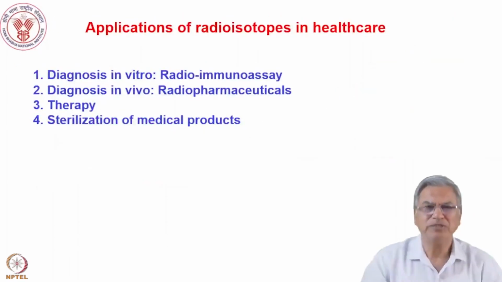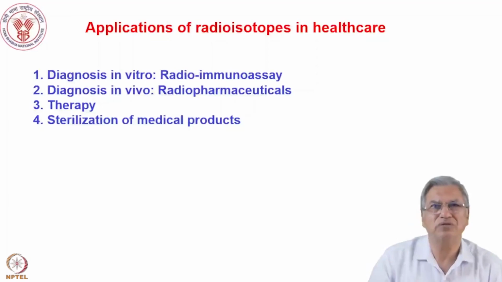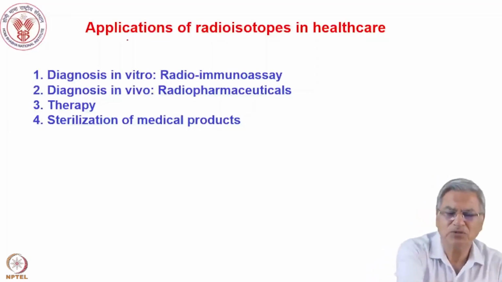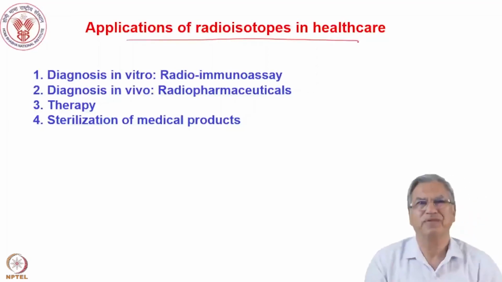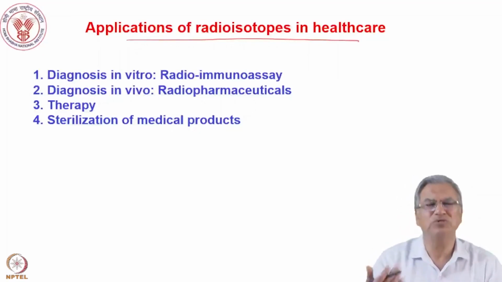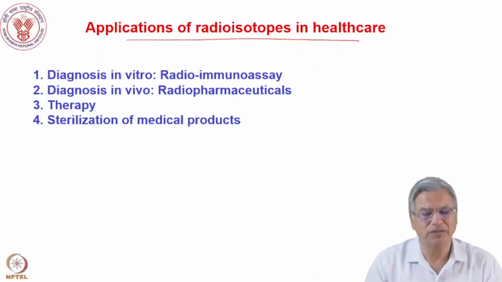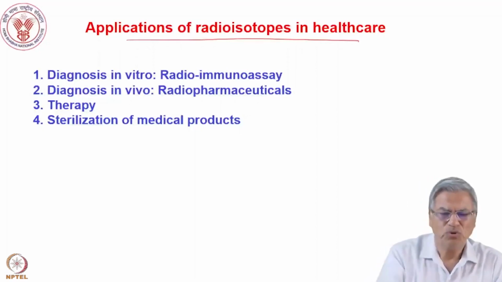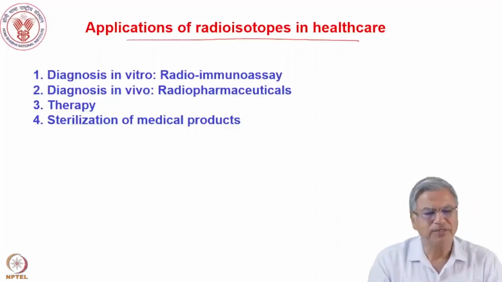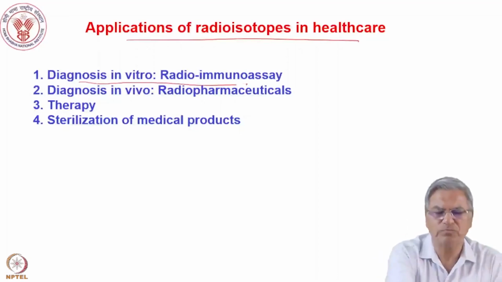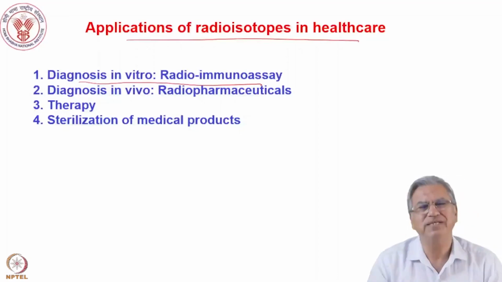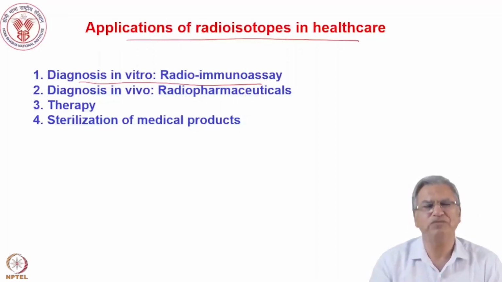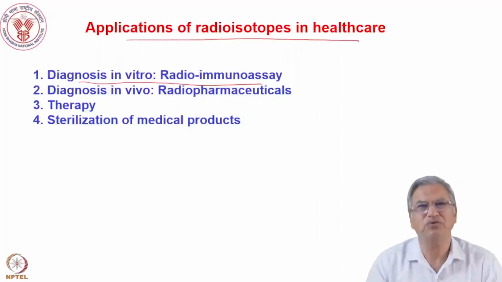Okay, so first let me, in this particular talk, discuss the applications of radioisotopes in healthcare. And these applications could be based on the radio tracer concept, or they could be based on the radiation effects in the human body. So all sorts of applications can come. In radioisotope applications in healthcare, one of them is in vitro. That means in the test tube, in the laboratory, you can do analytical determinations of the different biological components of our human blood or many other biofluids.